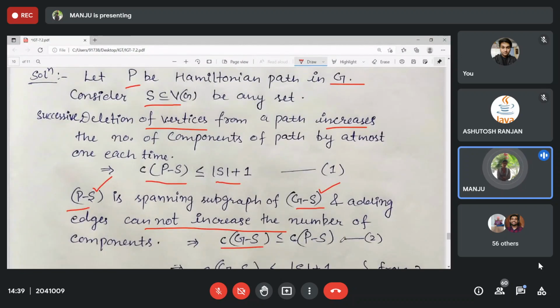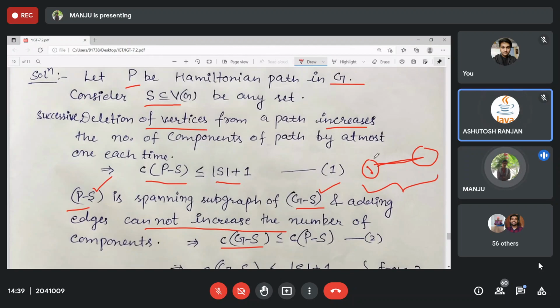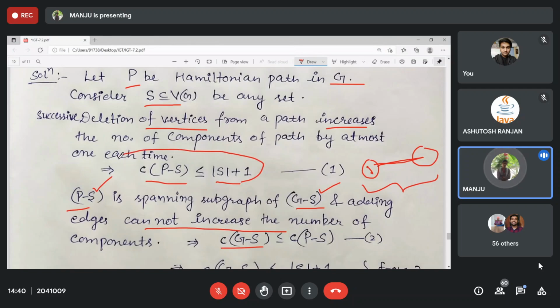Either they will decrease or they will remain the same, right? The components of G minus S, because we are adding the edges. Here there was some component of P minus S, here there was some component; either we are adding edges over here only, or we are joining these two components, so the total number of components is decreasing, right? Or it is remaining the same. That's why the number of components of G minus S is less than or equal to the number of components of P minus S. And for P minus S, we have done this result.